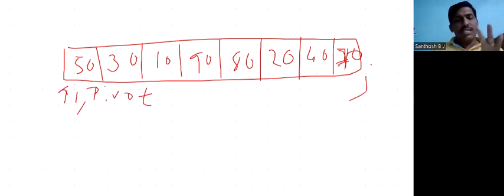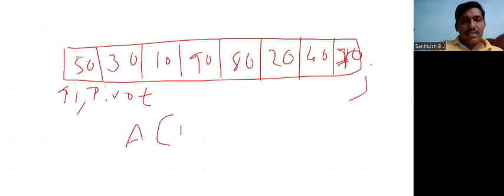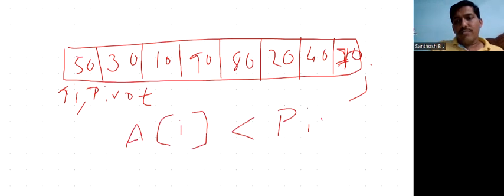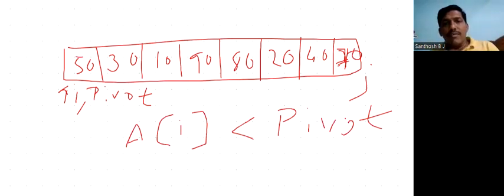Now there are some conditions to sort using the quicksort algorithm. First, consider the I value: if A of I is less than the pivot value and the condition is true, then increment the I value until the condition is false. When the condition is false, come to the J part and compare J with the pivot value.